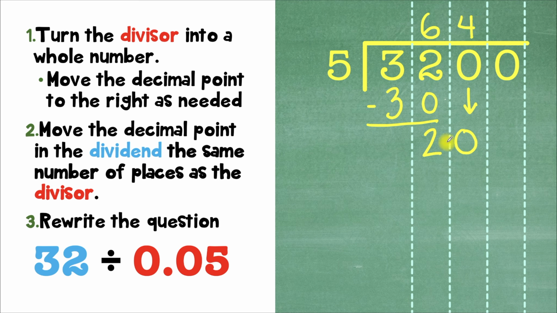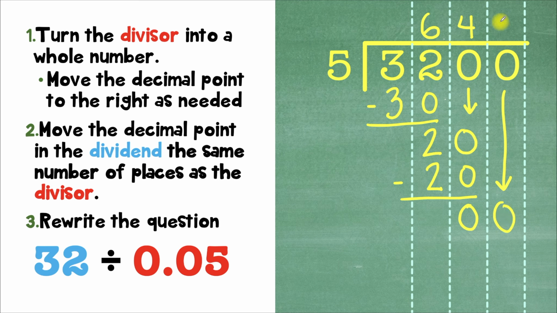Because 4 times 5 is 20. I'll subtract that, and that gives me 0. But remember, we don't stop here. We have to stop at the very last digit that we have. So we'll bring down our next 0 and repeat the process.